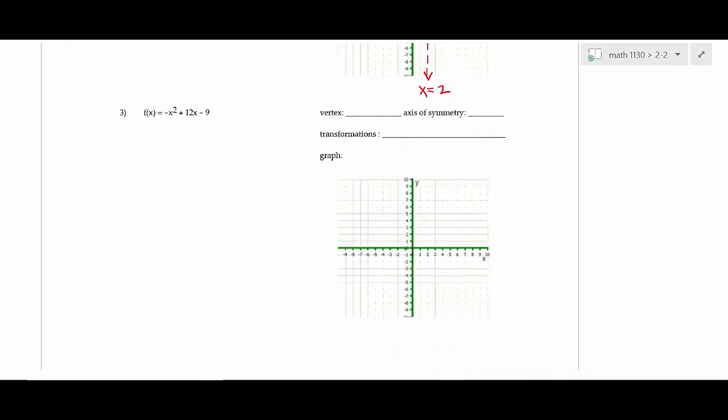This one has a negative. So just by looking at that, is that going to open up or down? Just by looking, it's going to open down, right? Okay, so we're going to go ahead and do the completing the square on this.